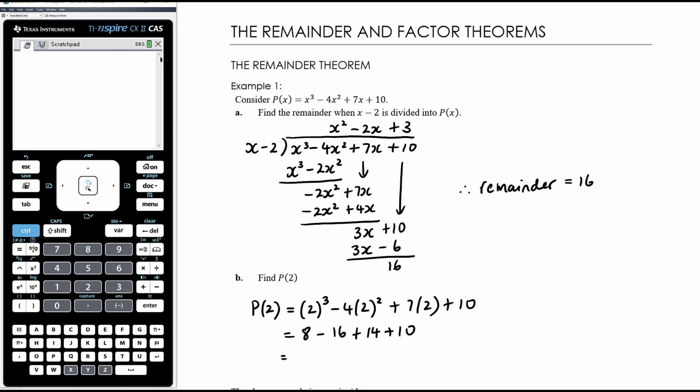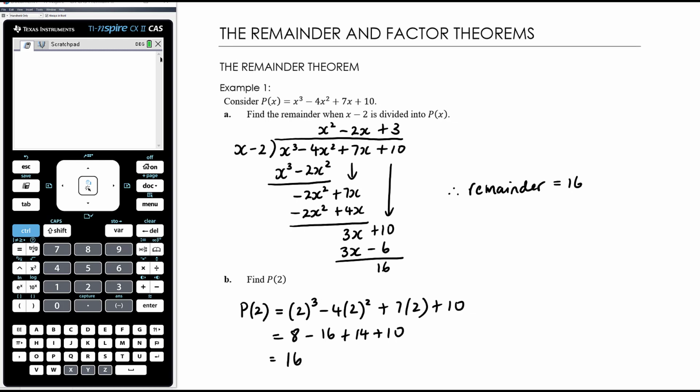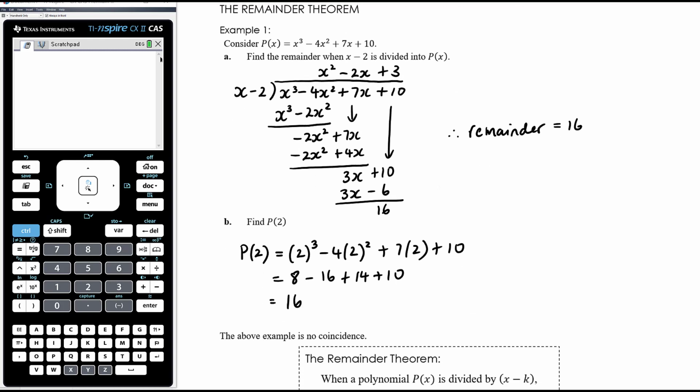So 8 minus 16 is negative 8. Or again, perhaps easier to do it by adding the positive things. 14 plus 10 is 24. Plus 8 is 32, take away 16 is 16. Okay, so what we found here was that p of 2 equals 16, which was the remainder. So we divided by x minus 2, and found p of 2.